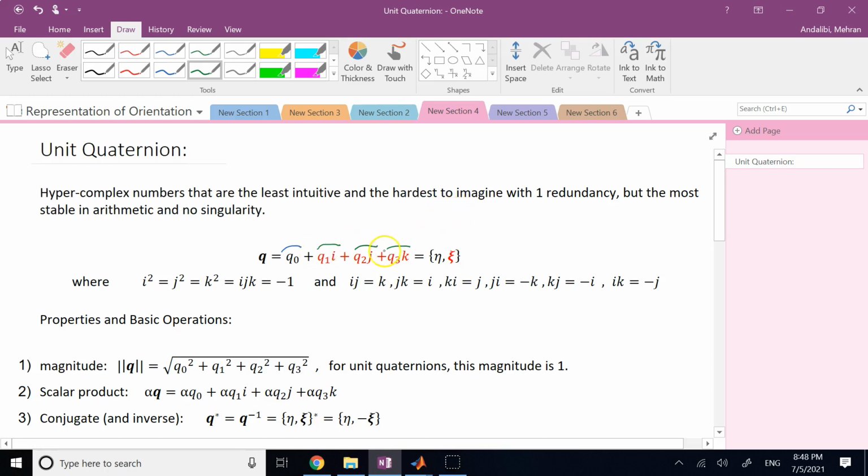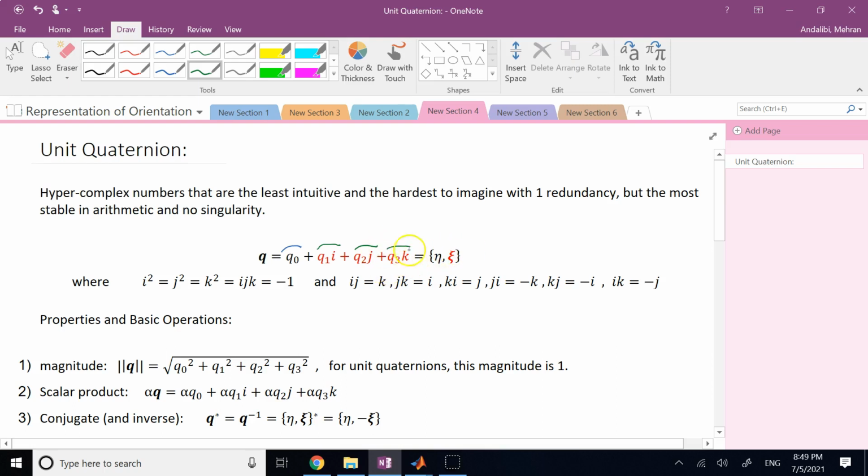And plus they have one redundancy. Clearly you can see that there are four parameters, q0, q1, q2, and q3. And so there is one redundancy. So what makes them any good if they have a redundancy, if they are hard to understand? What's good about them? I'll show you.